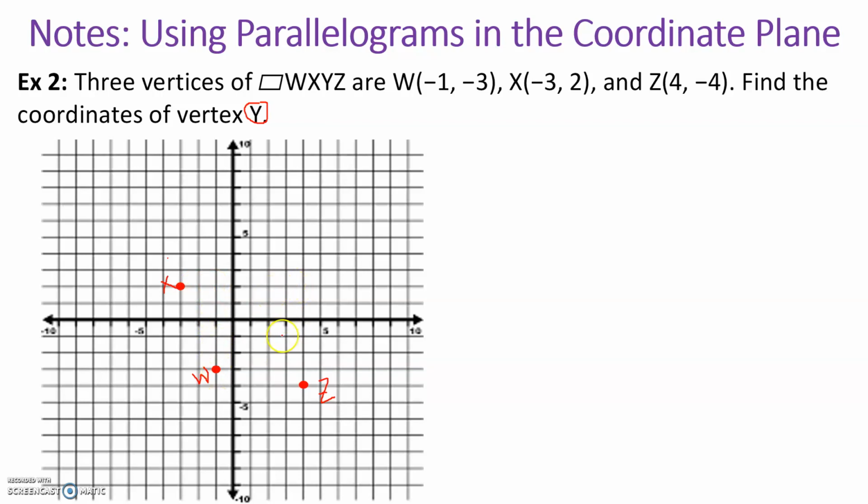So what we're going to do is go from Z and reverse the movement from Z to get to Y. So from W to X will be the same as Z to Y. If I wanted to go from W to X, I would go up 5, left 2. So from Z, we'll go up 1, 2, 3, 4, 5, left 1, 2. And we get our missing point Y.